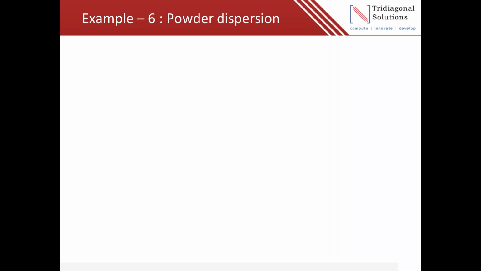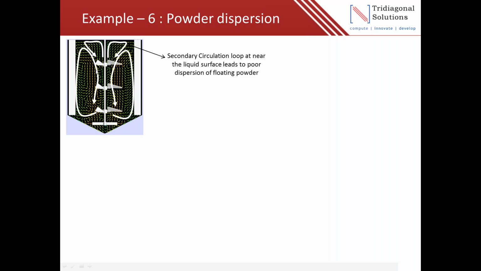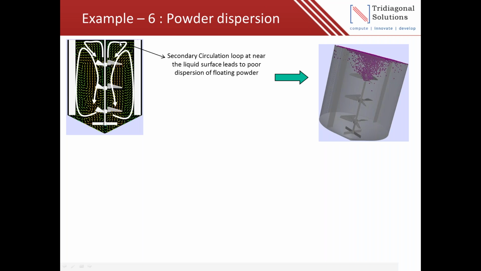One more application I would like to quickly highlight is the dispersion of powder, the floating powder or light powder, from the liquid surface. We had a system where up-pumping impellers were used, and if we looked at the detailed performance, we saw that there is a secondary circulation loop being formed near the liquid surface, and because of this the powder dispersion was not uniform. Whatever powder was added at the liquid surface was not getting uniformly distributed.